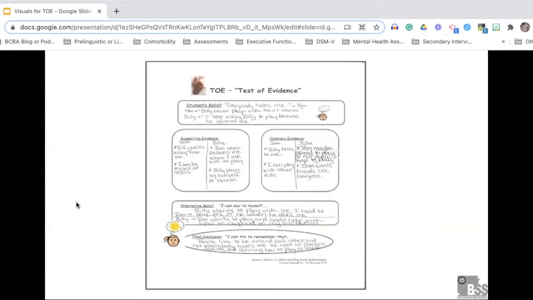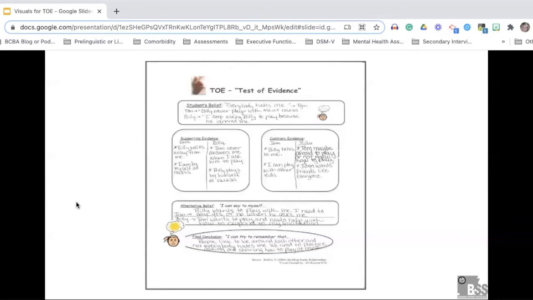After the students have generated and paraphrased these statements back and forth, then we move to the supporting evidence. Tom gives 2 pieces of evidence and Billy gives 2. Remember, 2 to 4 pieces of evidence are allowed in these steps. Tom feels that Billy walks away from him all the time and he sees this happening. And then Tom also sees himself being alone at recess.